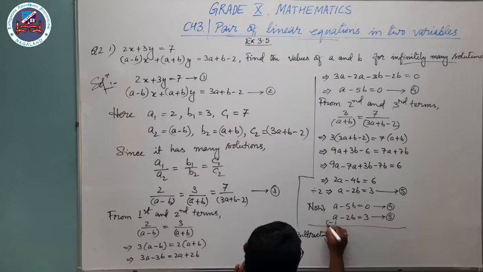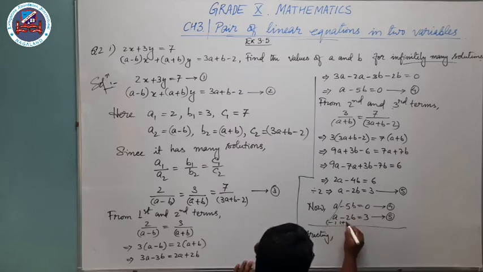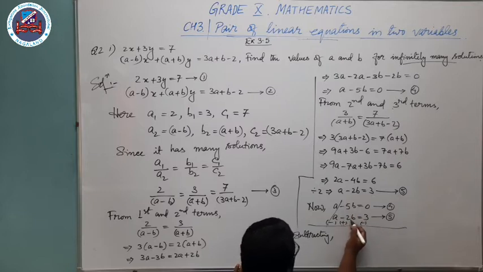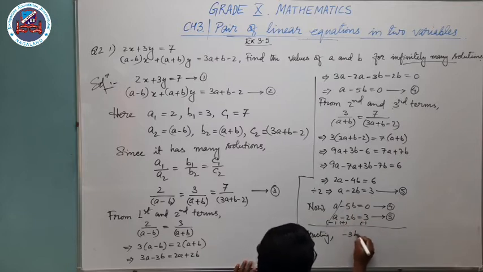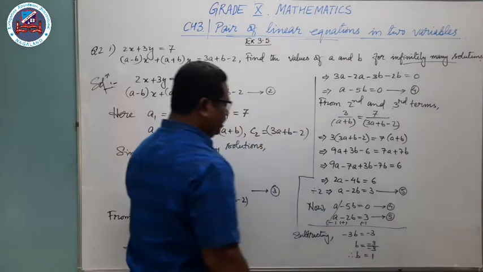Subtracting, change the sign to get cancelled. Minus will become plus, plus will become minus. Minus 5 plus 2 is minus 3b is equal to minus 3. So b is equal to minus 3 by minus 3, which is equal to 1. Like this you can find out the value of b.